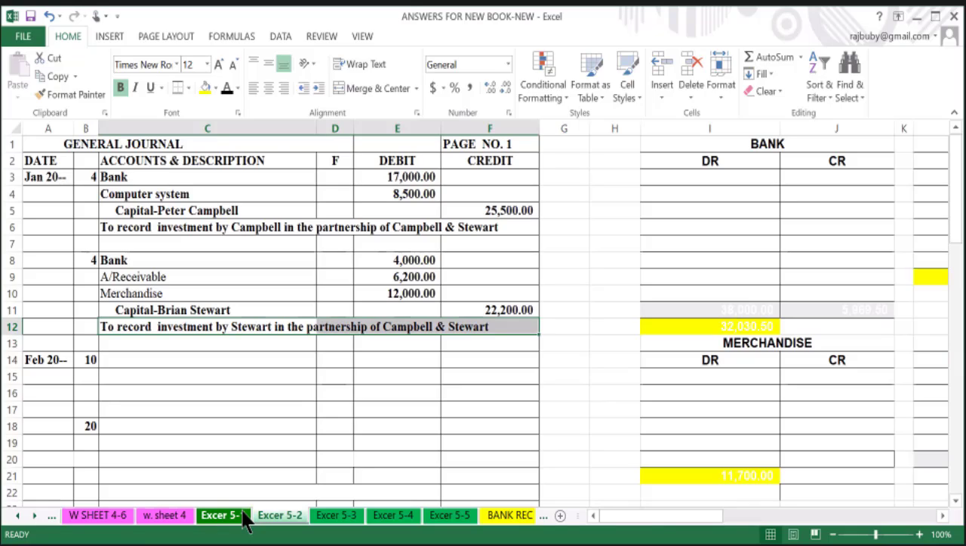Okay, February 10th, Peter Campbell withdrew 500 cash. Okay, bank is credit, right? And Peter Campbell drawings is debit 500.